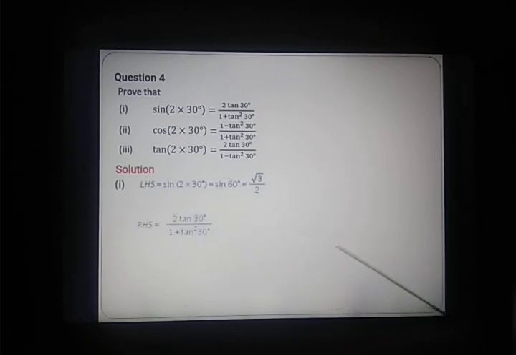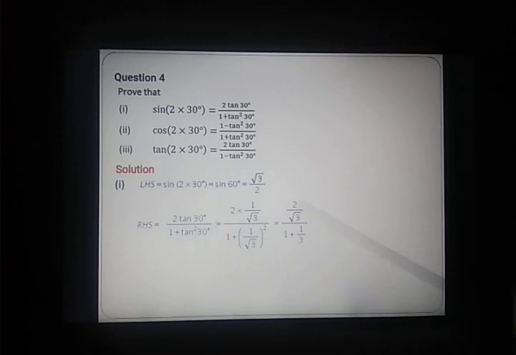Let us take right hand side now. So right hand side contains this one. So let us put the value of tan 30 degree. So tan 30 degree is how much? 1 by root 3. So 2 into 1 by root 3. So 1 plus 1 by root 3. Since there is square, so there is a square. Okay, so 2 into 1 is 2 by root 3 in the numerator. Okay, and similarly 1 square is 1, root 3 square is 3. So this full thing becomes 1 by 3.